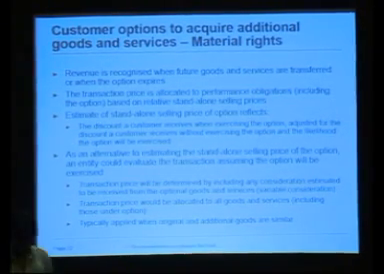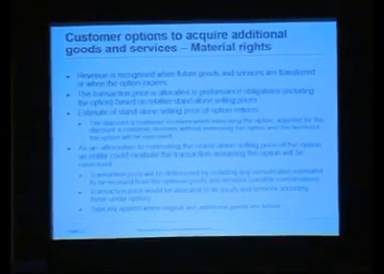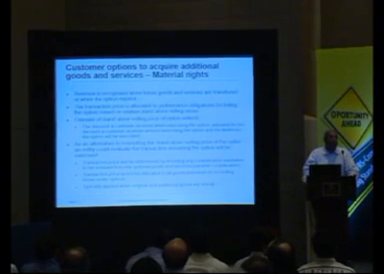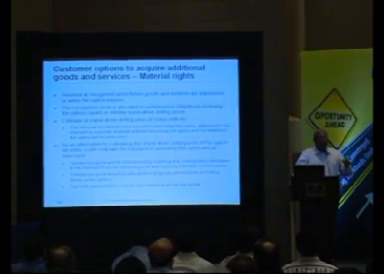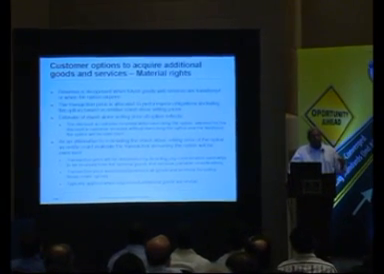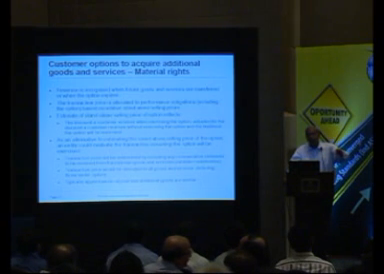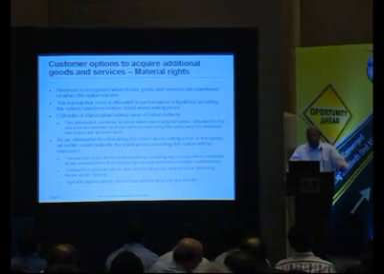We will deal with that. So revenue is recognized when future goods and services are transferred or when the option expires. So when you are selling the goods and you are providing him with an option, the revenue on that option should be recognized when that option is exercised or when the option is lapsed.